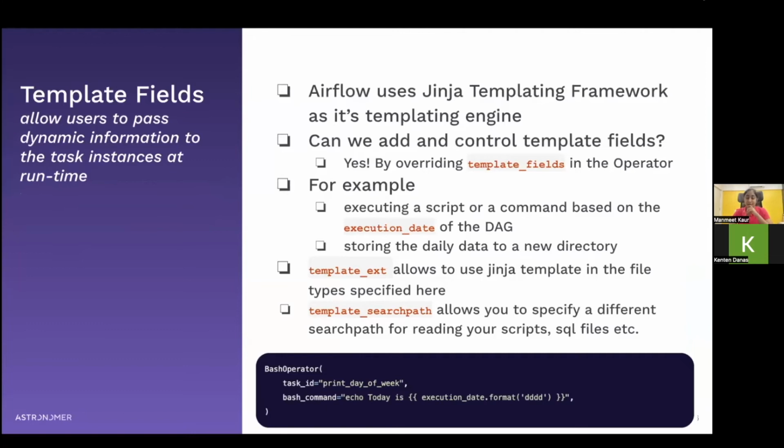Next is template field, right? So there are cases where I don't want to hard code everything. I want to have some dynamic data flow into my SQL query or some parameters that I've defined in an operator or a shell script that I'm executing. So how do we do that? Airflow uses Jinja templating, which is a type of templating engine widely used in Python. There are many others, but Airflow relies on Jinja templating.